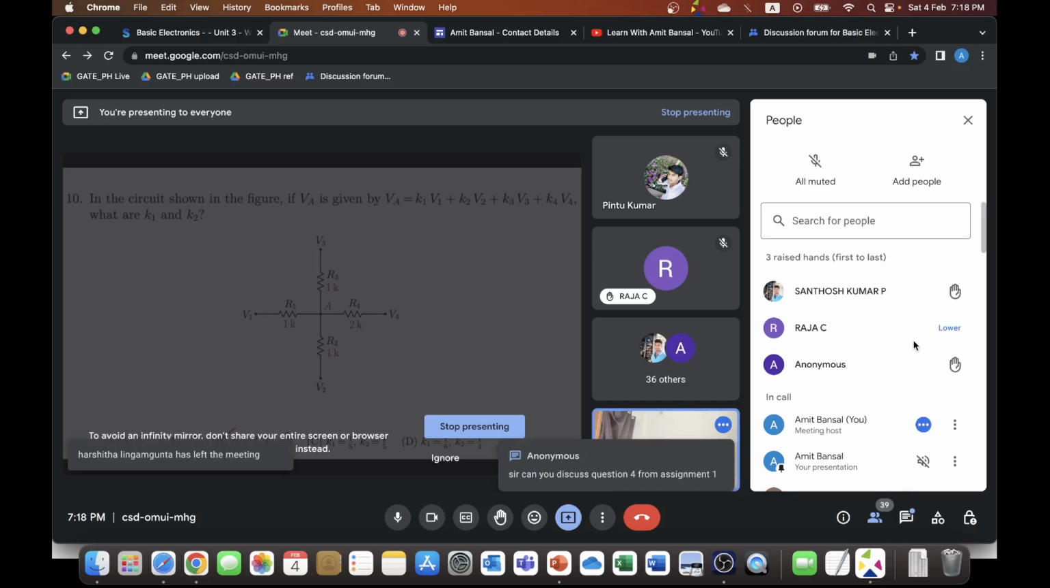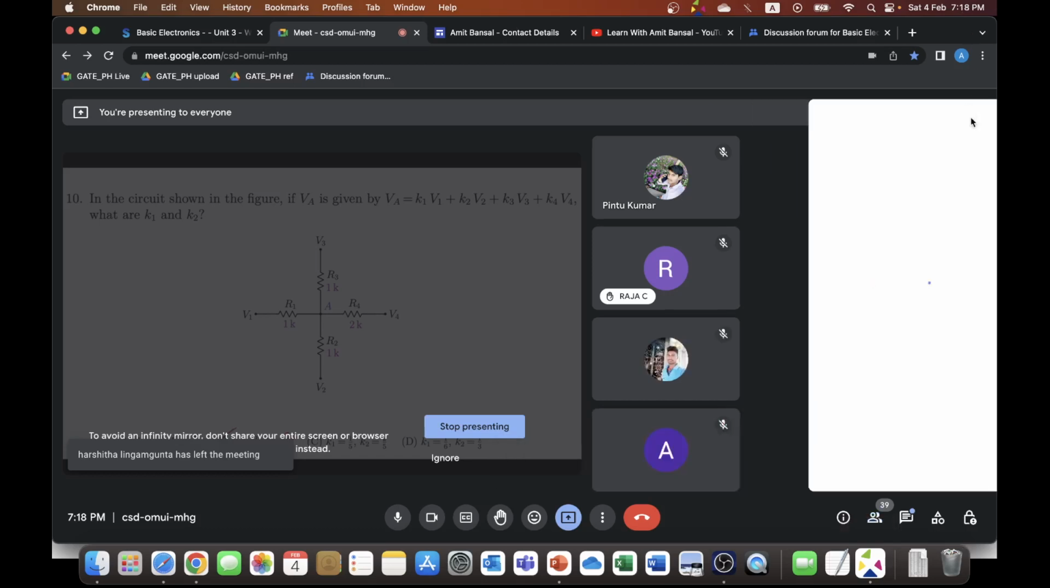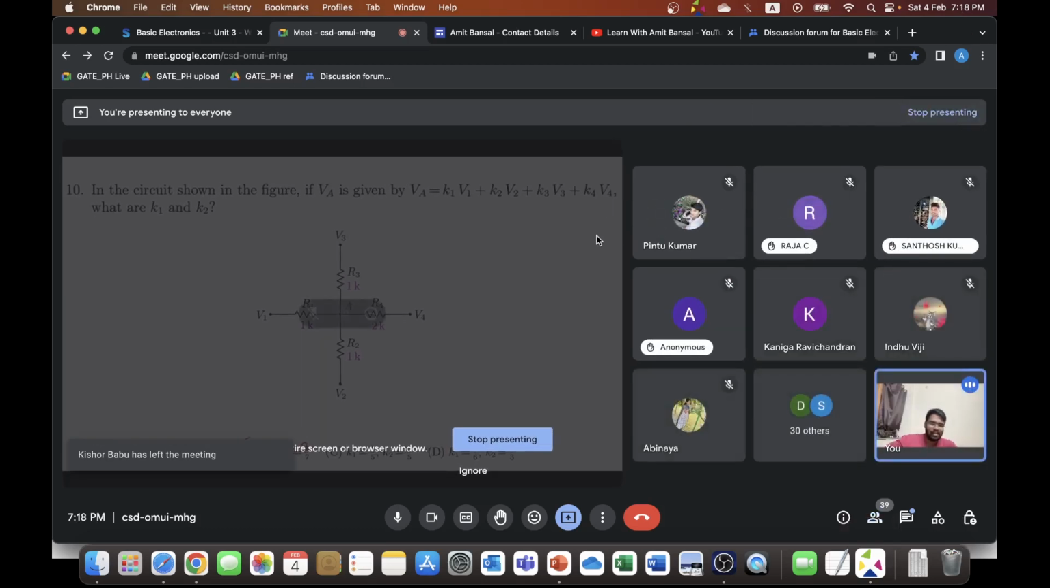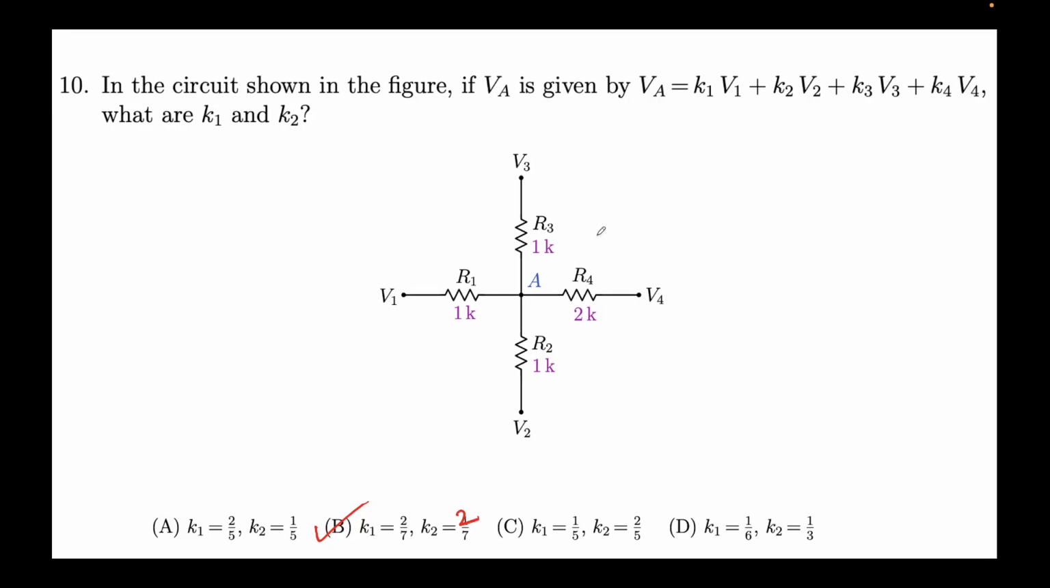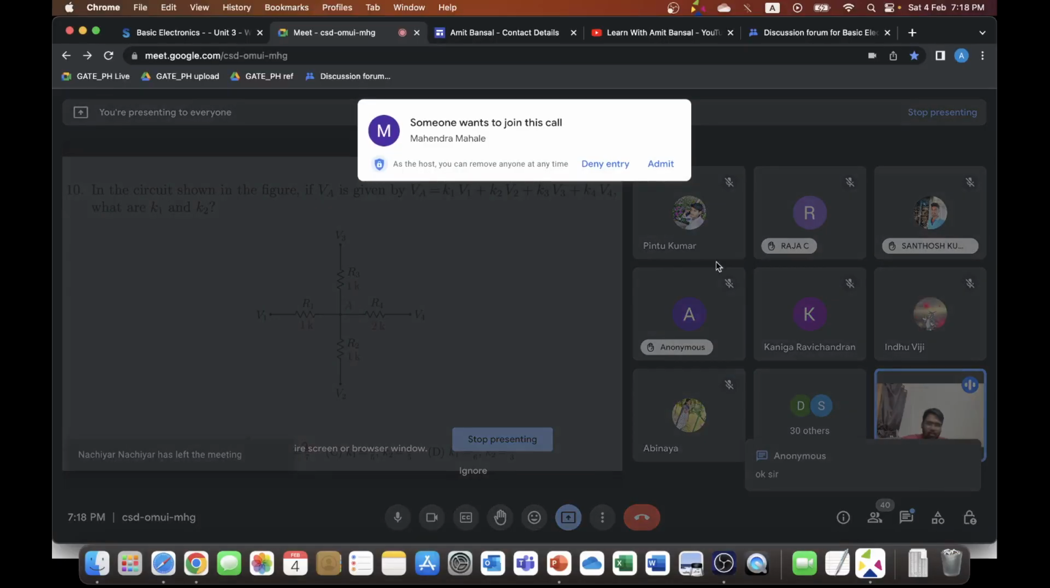So can you discuss question 4 from assignment 1? No, I cannot, because that's for your evaluation. If you have any doubts, some specific doubt in that question, post it in the discussion forum, email me or other fellows who will take the sessions. But we cannot discuss the question itself directly. You have to solve it. If you find some specific problem, email to us, we'll respond.